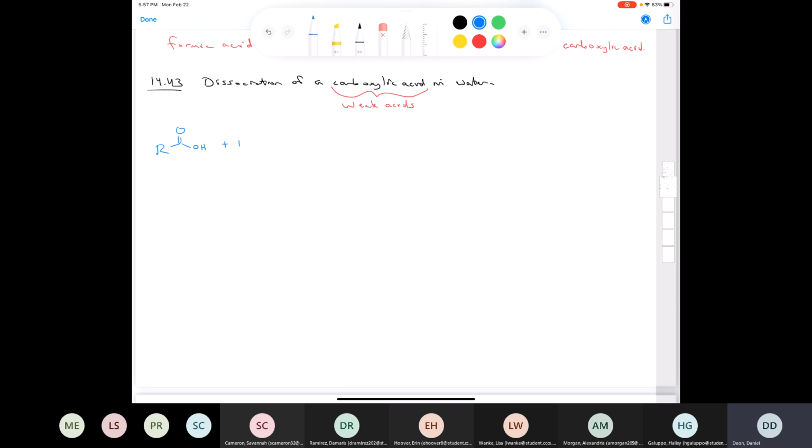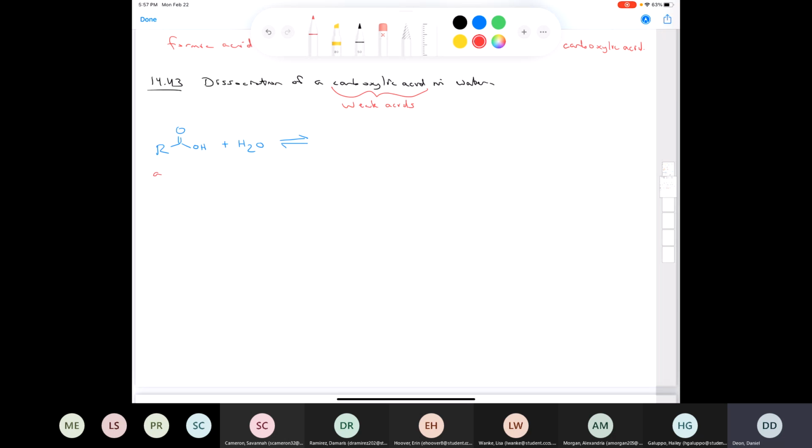Well, if we put that carboxylic acid in water, how do we show that it's weak? The way that we show that it's weak is we use reversible reaction arrows like this. That means that the reaction can go forward, but it can also go in reverse. All right? Now, what is an acid?